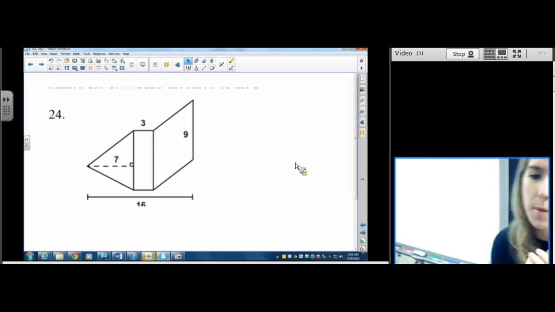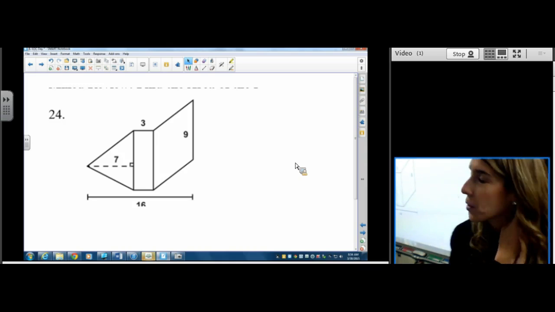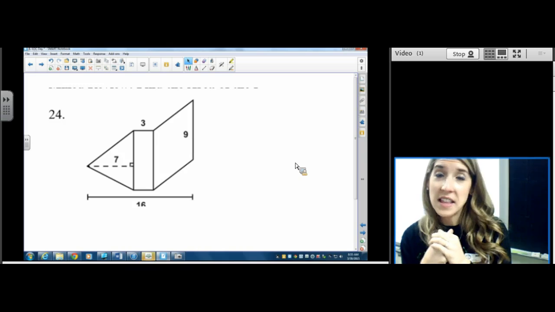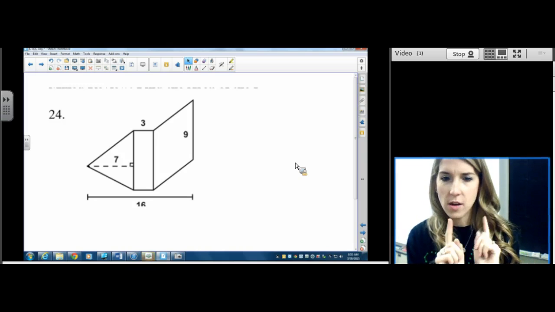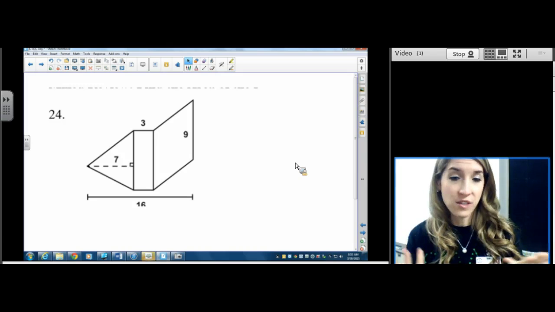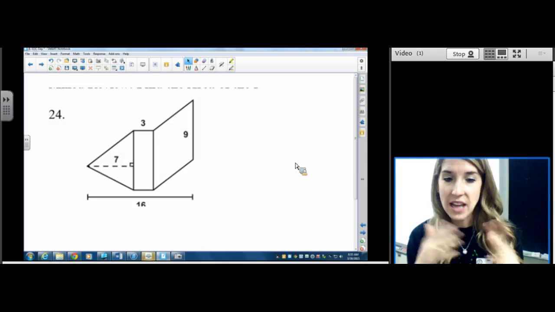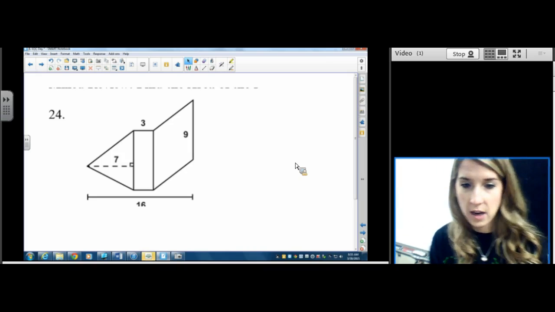24. Find the area of the composite figure. There's really no other way to go about this other than finding the area of each shape one at a time. We've got a triangle, a rectangle, and a parallelogram. I usually just find their areas, write it inside the shape, and just add them together. There's no subtracting here, okay?